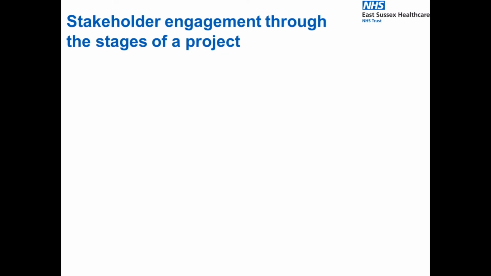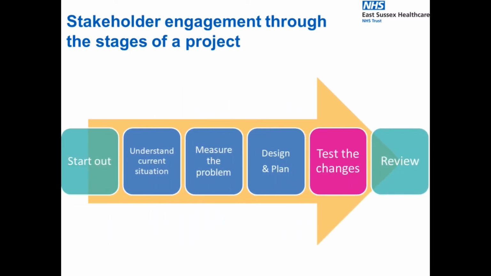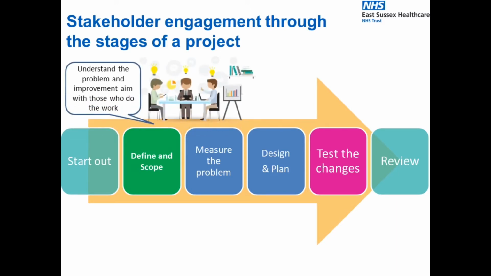So let's start by looking at how stakeholder engagement is relevant at each stage of a project. The first part of an improvement project is what we call scoping. It's very important to engage with stakeholders at this point because they're the people who are going to understand what the problems are, what the opportunities might be, and where the best place to begin the project could be.